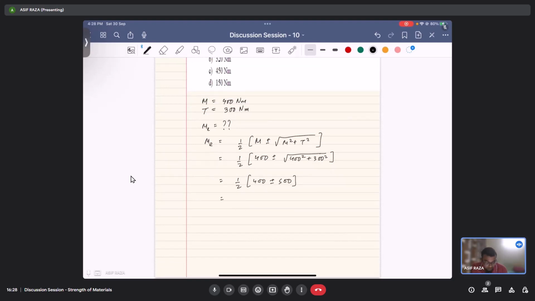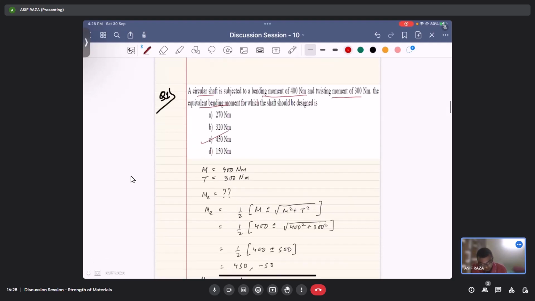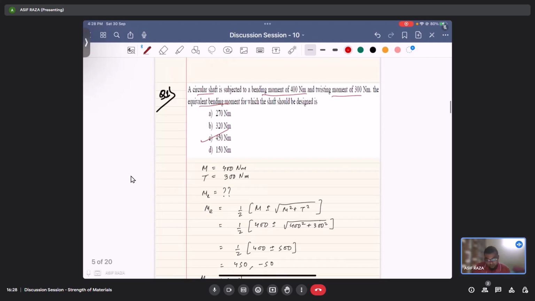The values will come out to be 400 plus 500, 900, so 450, and 400 minus 500, minus 100, so minus 50. So out of this all, ME would be equal to 450 Newton meter. So the answer would be option C, 450 Newton meter.